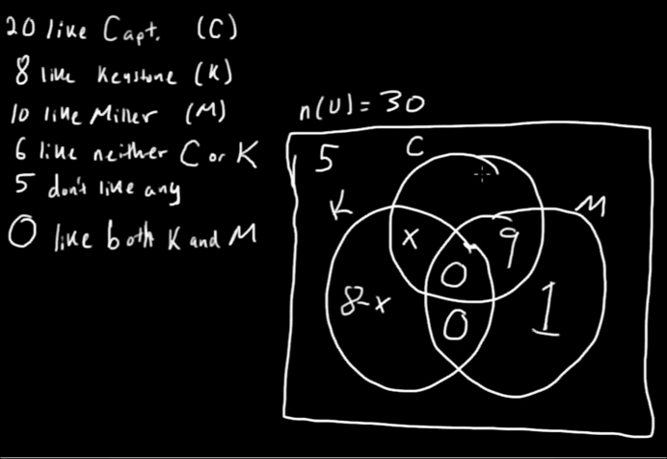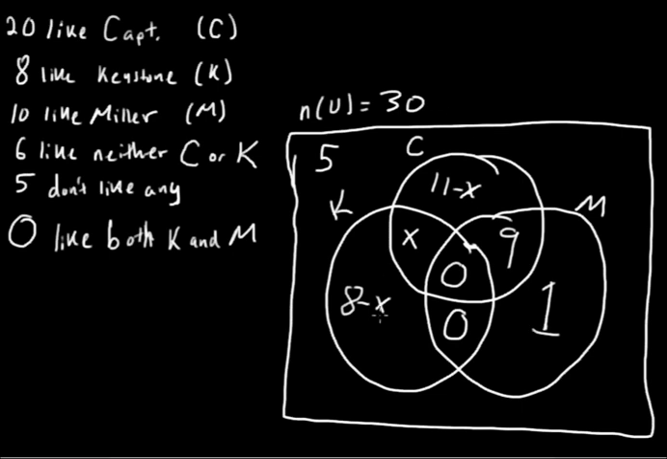Okay, so we can go up here and do the same thing for Captain. We know that there are 20 students who like Captain. We know that 9 of those students also like Miller, that like Captain and Miller, so we don't want to count those students twice, so that leaves 11, but it's also 11 minus x, because we still don't know what this is, and again, you don't want to count the intersection twice.